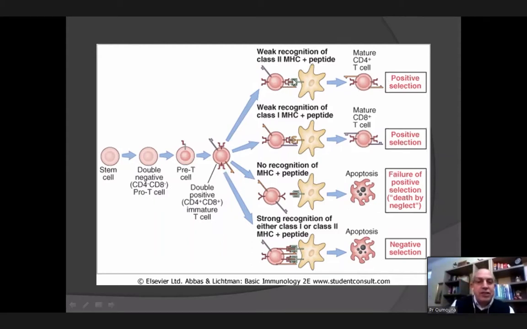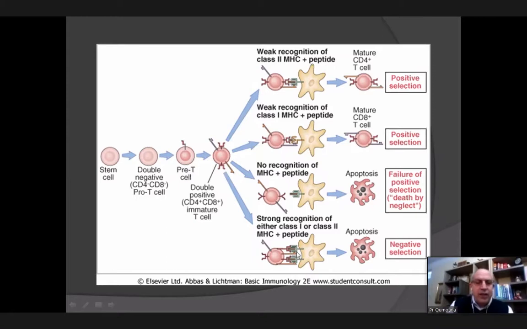Positive selection is: are you capable of recognizing the MHC? MHC class 2, CD4 is born. You recognize MHC class 1, CD8 is born. The ones that cannot recognize will of course die through apoptosis. Here, 95% of the cells are already killed. 5% will make it through.